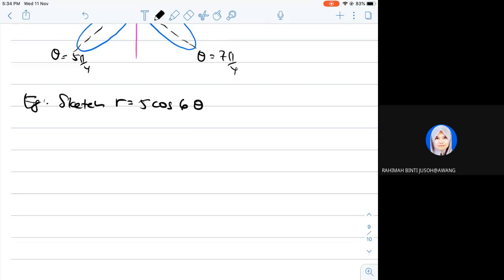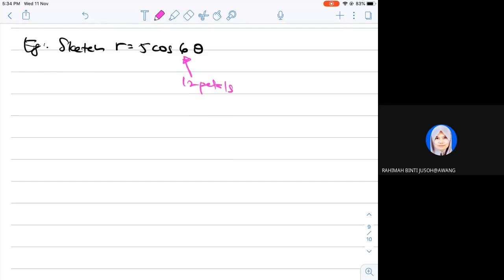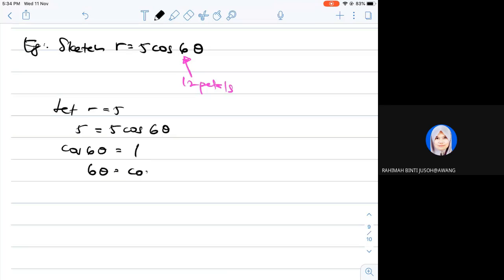That's a lot. You have to find how many petals. How many petals now? Wow. 12 petals. Yes. You all want to find 12 petals. Okay, first step. What should you do? We let R equal 5. So 5 equals 5 cos 6 theta. Okay? So cos 6 theta is equivalent to 1. Right? 5 divided by 5 gives 1. So 6 theta is equivalent to cos inverse of 1. Okay? So 6 theta is 0. Yes, if you use your calculator, you will get 0.